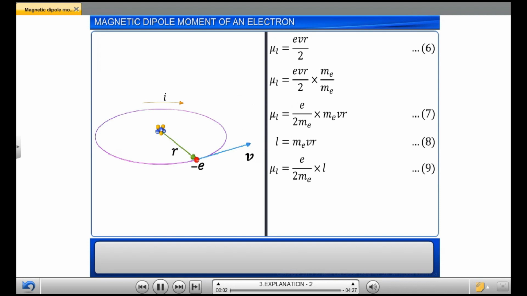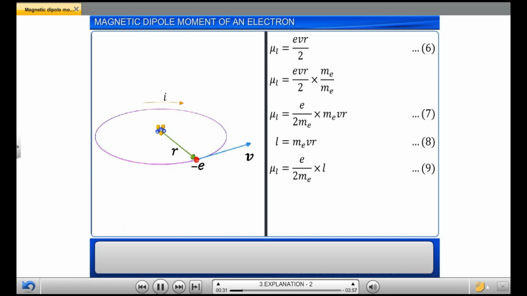In general, the magnetic moment associated with any charged particle having charge Q, mass m, and moving in uniform circular motion is called orbital magnetic moment. It is given by the expression μL is equal to Q by 2m into L, where L is the angular momentum of the charged particle.